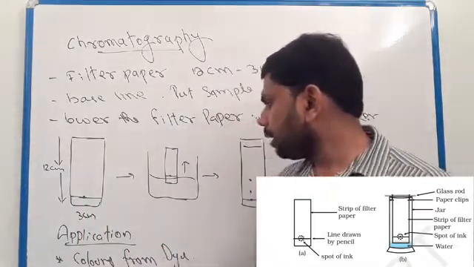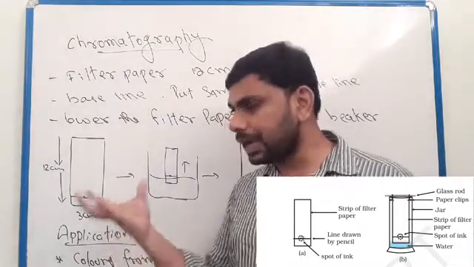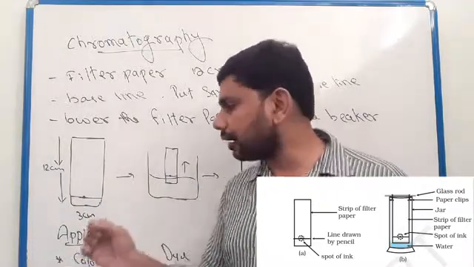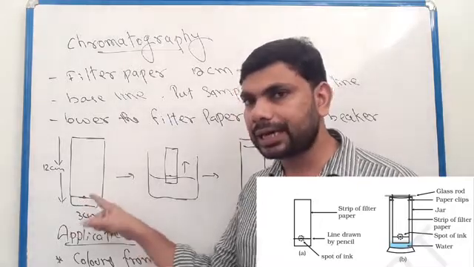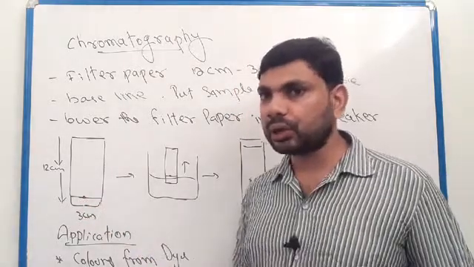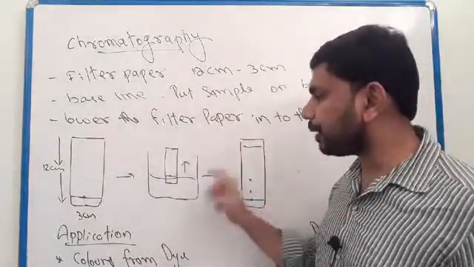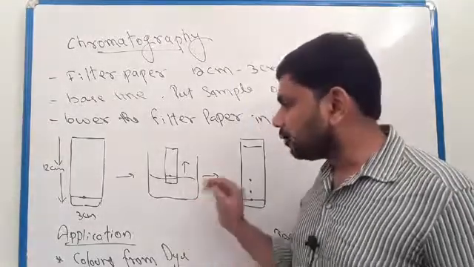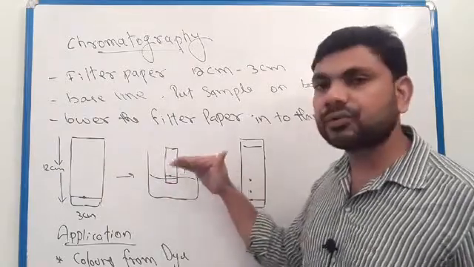After that we have to put the sample, the sample mixture. We have to put 1 drop of sample mixture on the baseline as shown in this figure. After that we have to insert this chromatographic paper into a beaker which contains water. We have to make sure that this baseline is above the surface of water.